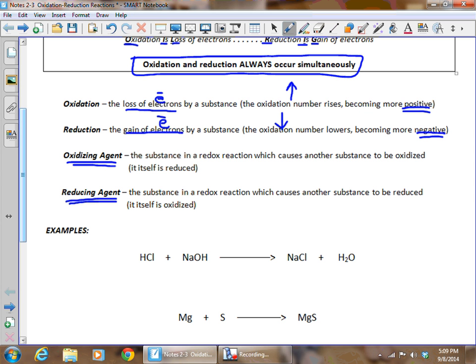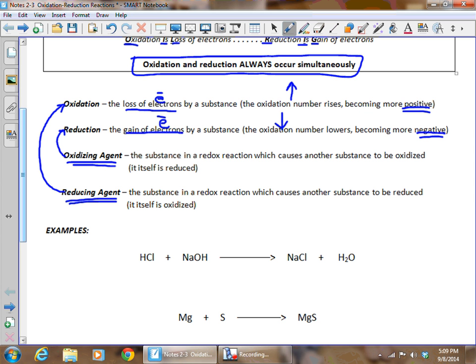The reducing agent is a substance that's causing something else to be reduced. It's causing something else to be reduced because it's the substance that's being oxidized. So it is losing electrons so something else can gain electrons. The oxidizing agent is causing something else to be reduced. Excuse me, it's causing something else to be oxidized.